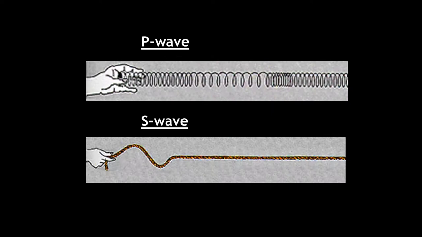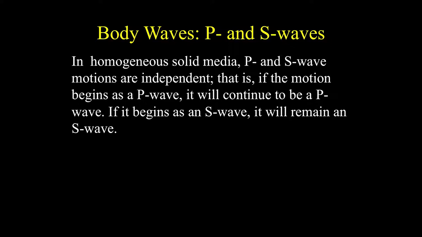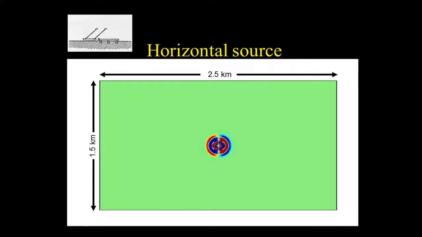In homogeneous solid media, P and S wave motions are independent. That is, if the motion begins as a P wave, it will continue to be a P wave. If it begins as an S wave, it will remain an S wave. Let's watch.